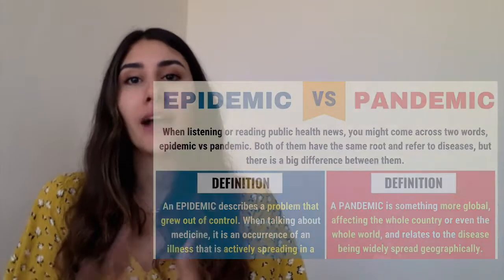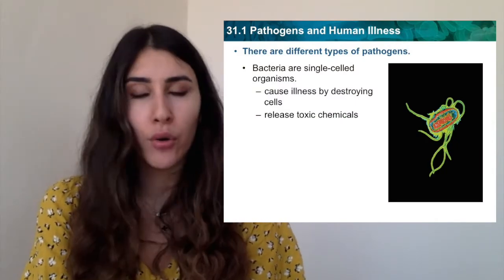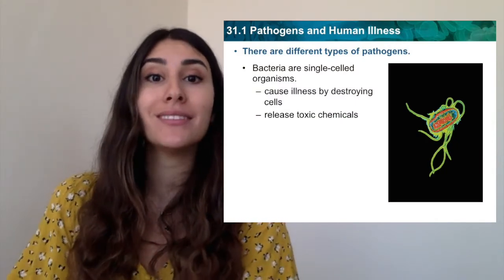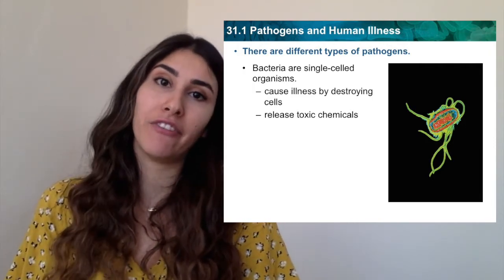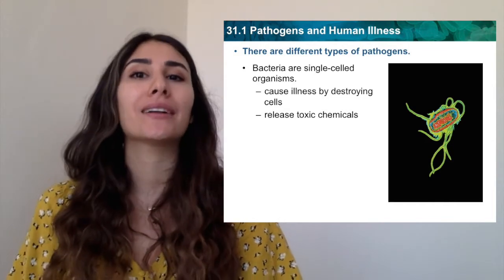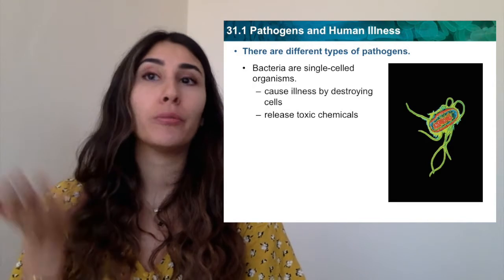So that's why fields like microbiology, understanding diseases, understanding pathogens, in order to come up with treatment methods, becomes so important. So when we're talking about pathogens, the first pathogen I want to discuss is bacteria. And bacteria are basically single-celled organisms. We already know that, meaning that they only have one cell, and they cause illness by destroying the cells of the organisms that they infect. So it does not have to be a human. Bacteria may infect other organisms such as animals, or even plants.